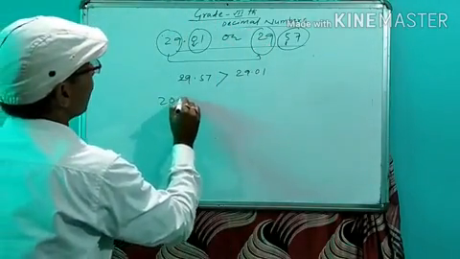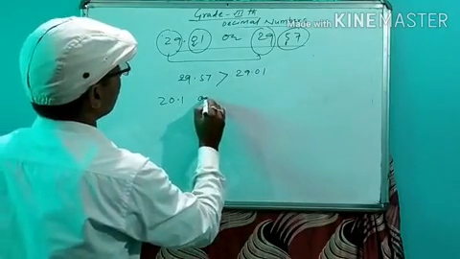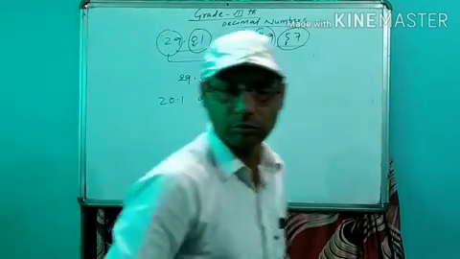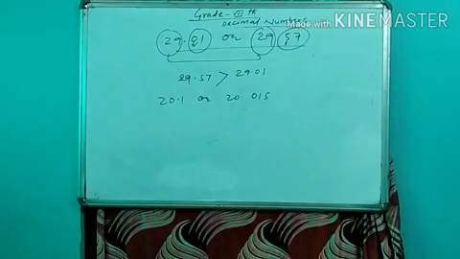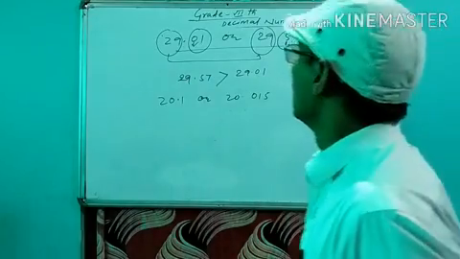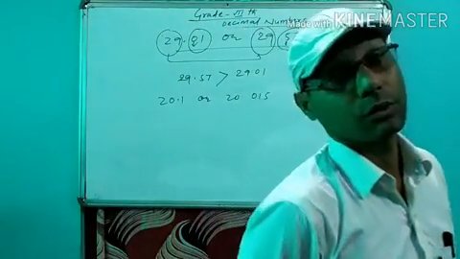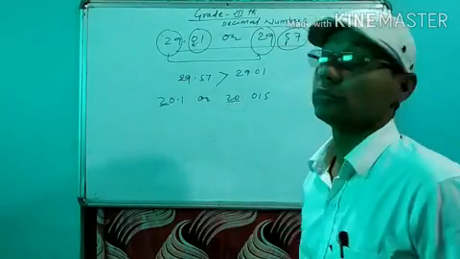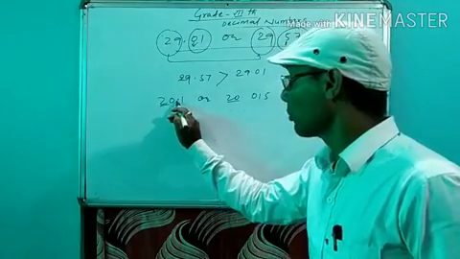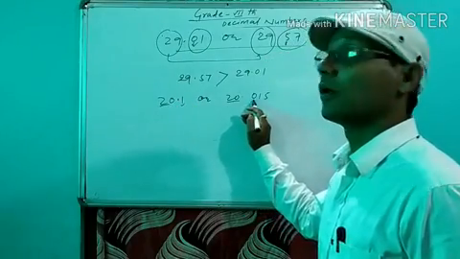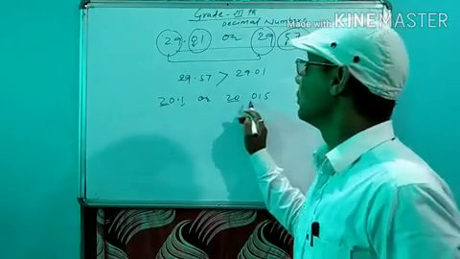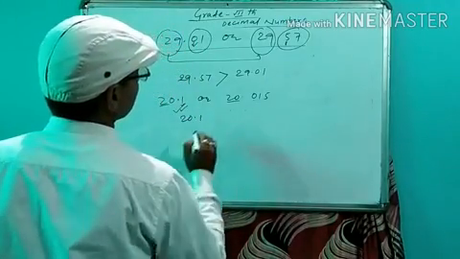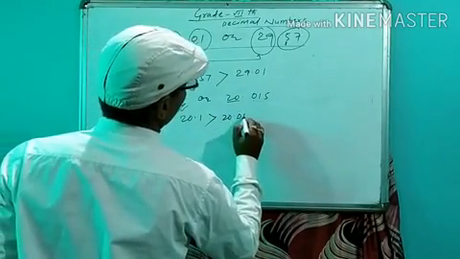Suppose here is 20.1 or here is 20.015. Which is greater? Can you compare? What I said to you, we first look at the whole number and decimal part. From here 20, 20. Both whole numbers are the same. But in the decimal part, after the decimal here is a 1, here is a 0. Certainly this will be greater than this. You will write in this way: 20.1 is greater than 20.015.